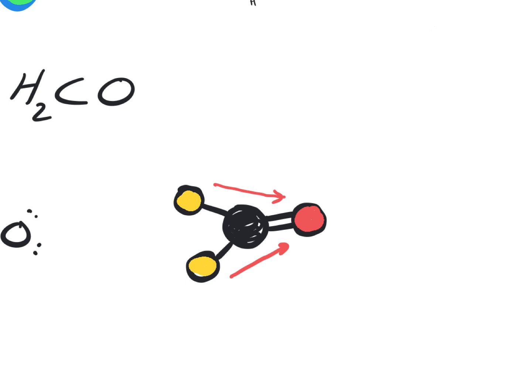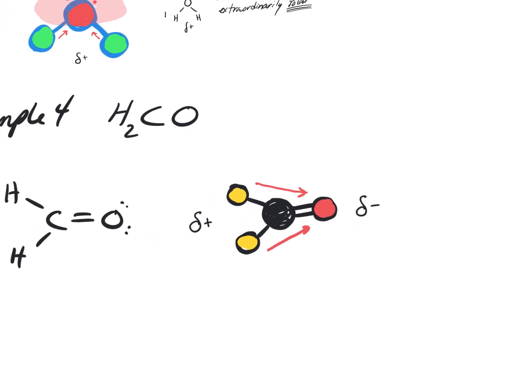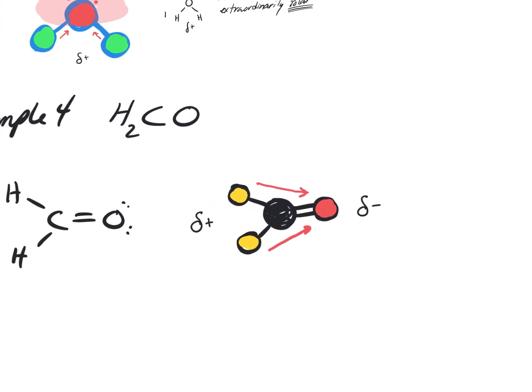If that's the case, then we're going to see a negative side to this molecule and a positive side to this molecule. And this molecule has polarity. We would say that this is a polar molecule.